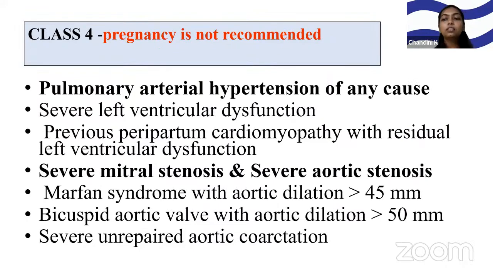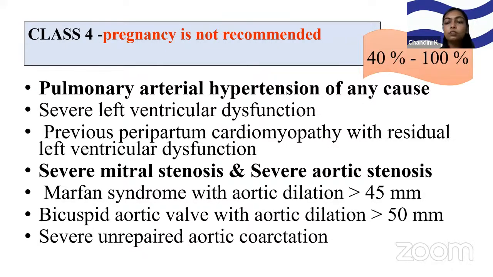Class 4, in which pregnancy is not recommended, it will include the following conditions: pulmonary artery hypertension of any cause, severe left ventricular dysfunction, previous peripartum cardiomyopathy with residual left ventricular dysfunction, severe mitral stenosis and severe aortic stenosis, Marfan syndrome with aortic dilatation more than 45 millimeters, bicuspid aortic valve with aortic dilation more than 50 millimeters, severe unrepaired aortic coarctation. And in this class, the morbidity risk almost reaches 40 to 100%.